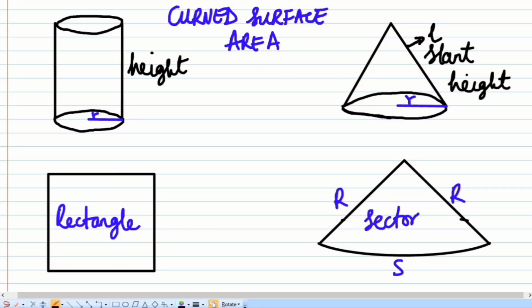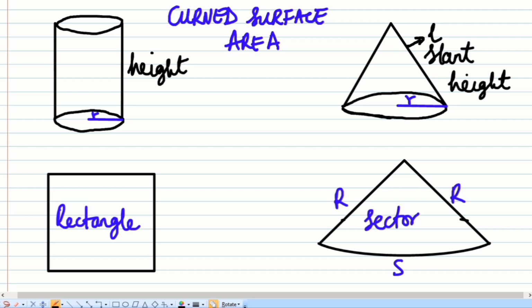All right. Today our focus is going to be on the curved surface area, and I'm going to narrow it down to cylinders and cones. So the shape on the left is a cylinder, and the shape on the right is a cone, just in case you have problem identifying which is which. Now, I'm assuming that we know the various parts of a cylinder and a cone.